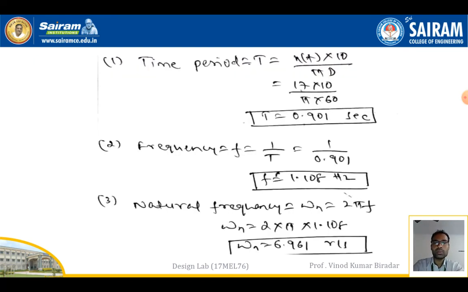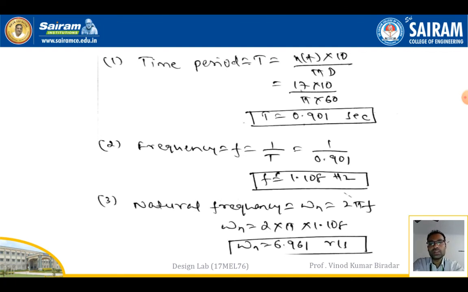Again, by using the formula, time period is the time taken to complete one cycle. The time period formula is xt = (xt × 10) / (π × d), where d is the drum diameter given in the observation. Substituting the value, xt is 17 centimeters or 1.7 meters. So 17 × 10 / (π × 60), you get t = 0.901 second. At this time period we get the number of oscillations on the graph.